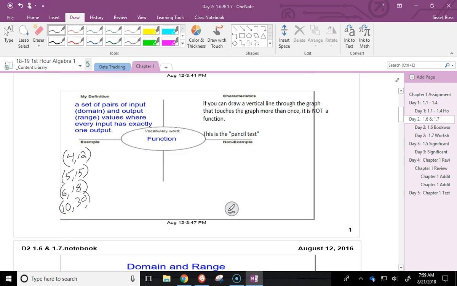If you're looking and saying, okay, do these coordinates make up a function? The answer is yes, because the x coordinate, which is the first coordinate listed, the 4, 5, 6, 10, also known as the domain, only has one point that it's going to, the 12, the 15, the 18, the 30. You have a question?